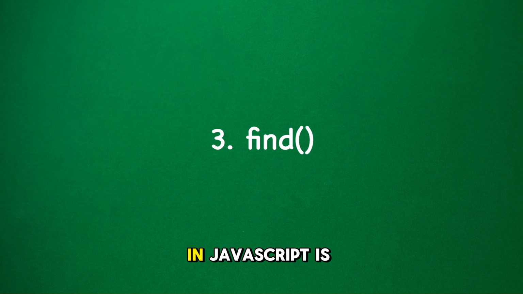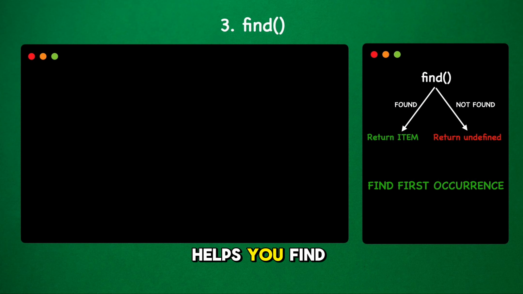Moving on to find. The find method in JavaScript is like a tool that helps you find the first thing in a list that matches what you're looking for. If it finds something that matches, it gives you that thing. If it doesn't find anything, it gives you nothing, which in programming we call undefined.